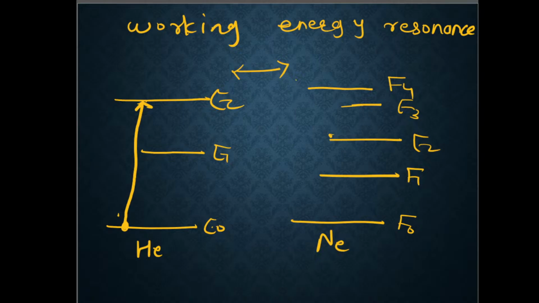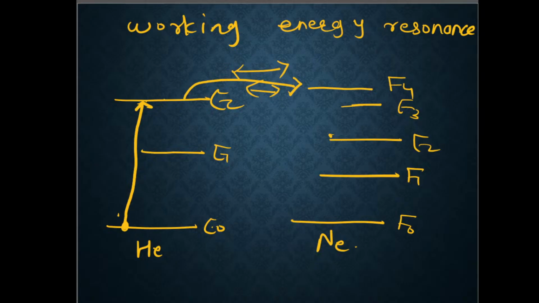Whenever two things have the same energy levels or the same energy values, we call it energy resonance. So in this case, E2 of helium and F4 of neon have the same energies, and that's why whatever energy is with the helium atom is transferred to the neon atom, and the helium atom goes into its ground state.